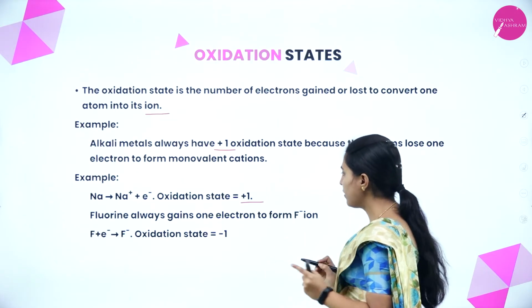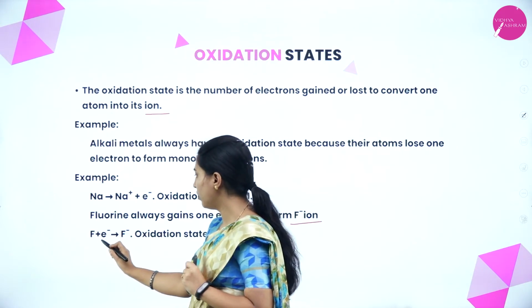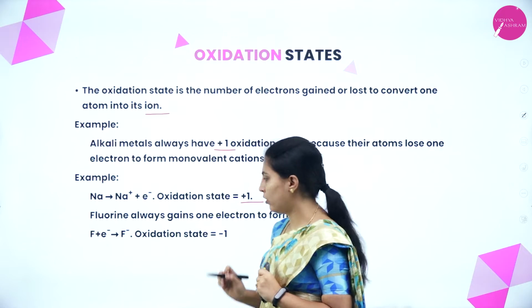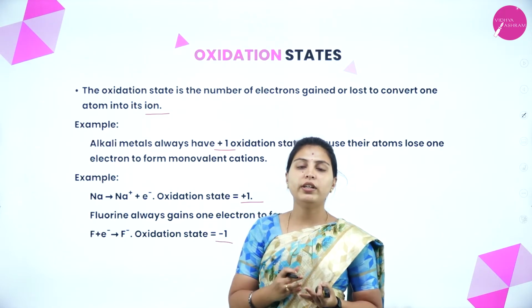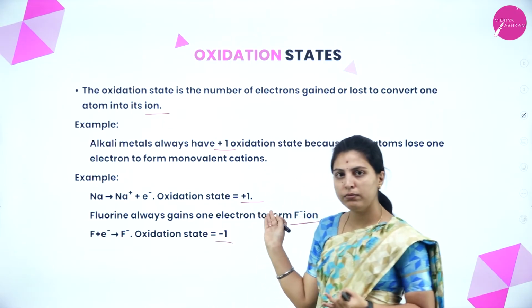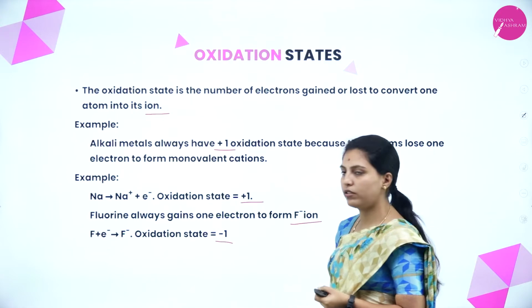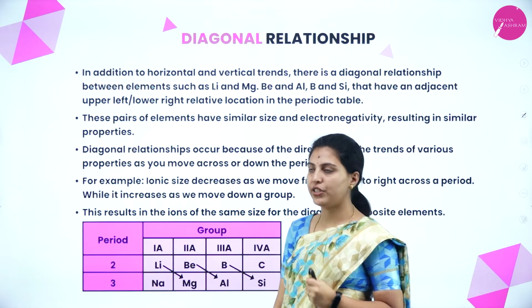Fluorine always gains 1 electron to form the fluoride ion. It is getting 1 electron, so it will form an anion. Oxidation state will be -1. Like this, the neutral atom will be converted to any kind of ion, and we get the oxidation state. Next, we will see the diagonal relationship.